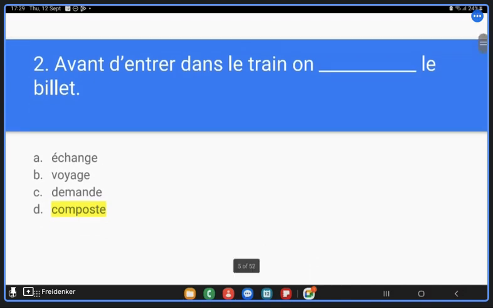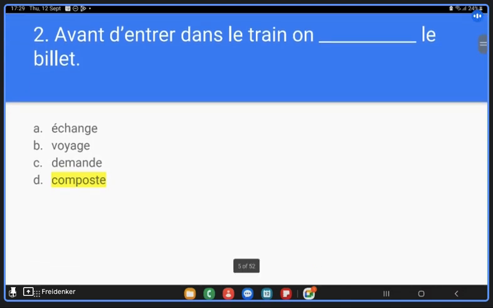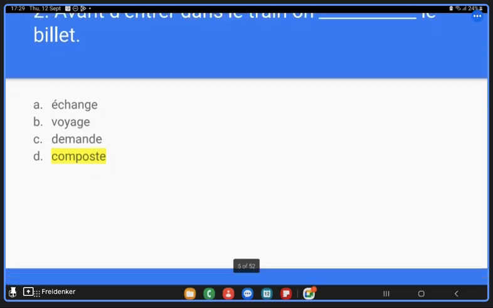Composte, it means... you get the point, right? Yes, you get the point. So they shred the tickets before entering the train.